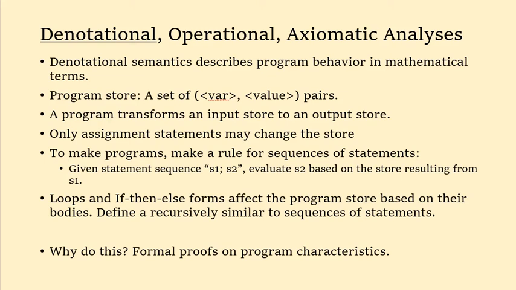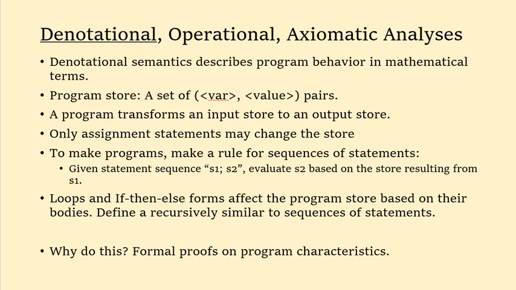The idea of the memory in a computer is abstracted away to a program store. A program store is nothing more than a set, and I mean that in the mathematical sense, a set of variable value pairs. And the meaning of the program, again, observable input-output behavior, is to take an input store and transform it to an output store. So if I wanted to ask the question, are these two programs equivalent, I could answer that by saying, well, for all possible input stores, here's the set of all possible input stores, we get the same output store. Then in terms of behavior, those two programs are equivalent.